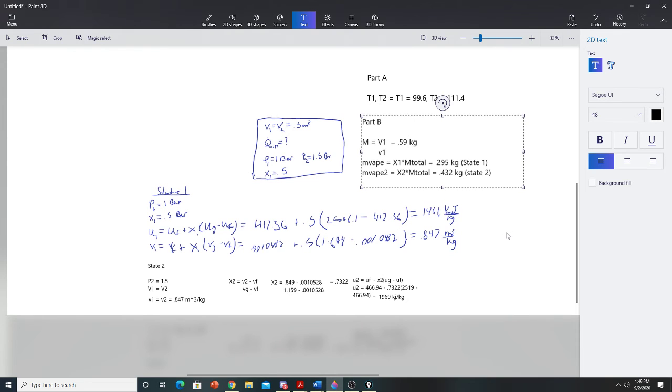So those are our answers, right? Essentially we have found the mass of the vapor at state 1 and state 2 using the quality, right? The total mass doesn't change, but the percentage of our mass that is vapor changes, right? Because 0.295 is 50% of this. This is 73.2% of this, because obviously we heated it up, right? And then we got more vapor as we heated it up, okay?